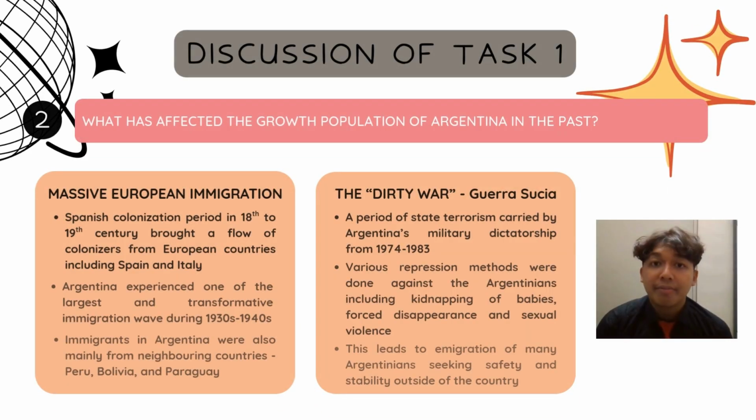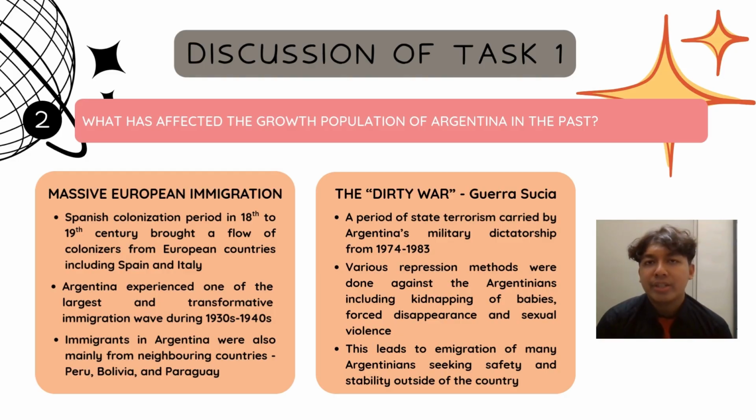Next, what has affected the population growth of Argentina in the past? First up is the massive European immigration. One of the main contributors is the Spanish colonization period during the 18th to 19th century, which involved large-scale immigration of people from colonizing powers such as Spain and Italy to establish permanent homes and societies in new territories. The settler population then grew rapidly, altering the demographic makeup of these regions.